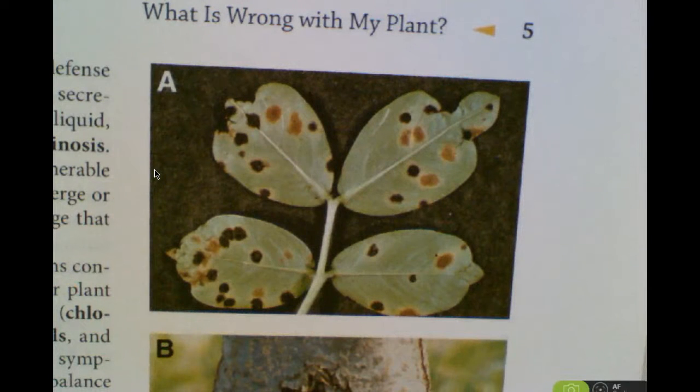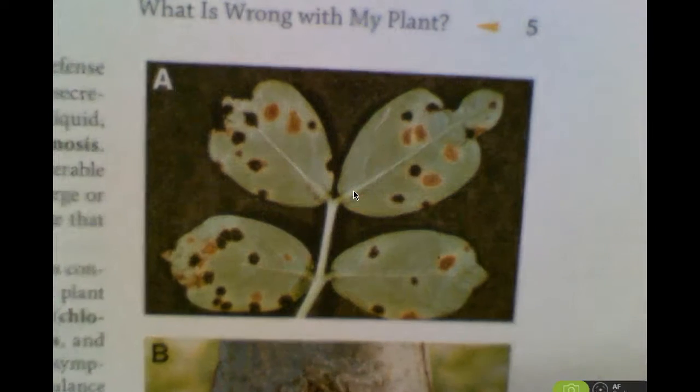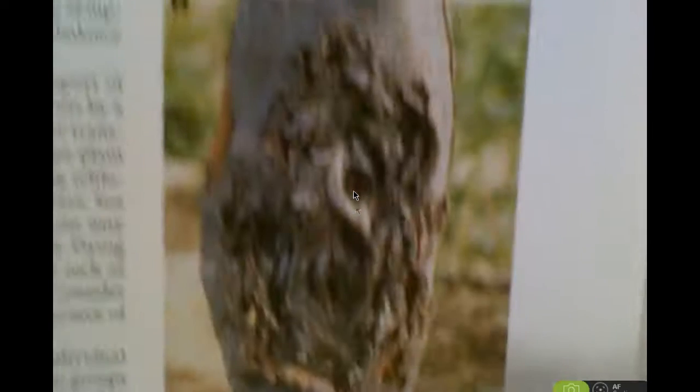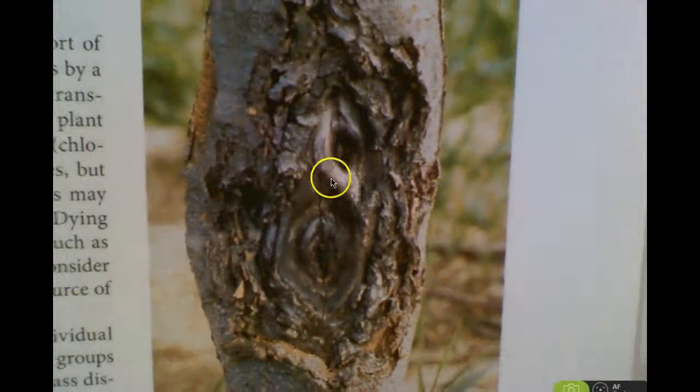Okay, students, we're going to be talking here about some of the symptoms of diseases. And if we look at this particular picture here, I just wanted to show you some actual pictures rather than black and white. These are leaf spots. So this is an actual symptom. And another symptom that you might see on a tree would be something like this here.